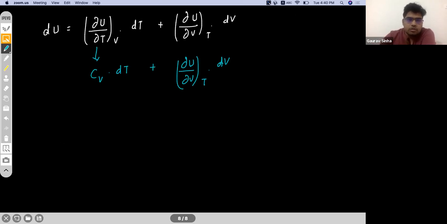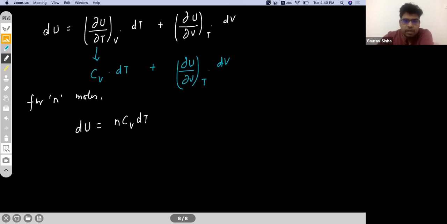Correct. So for n number of moles, what can we write? For n moles, we can write dU equals n Cv dT. This is for one mole, so for n moles, we will multiply by n. Plus dou U by dou V at constant temperature into dV.